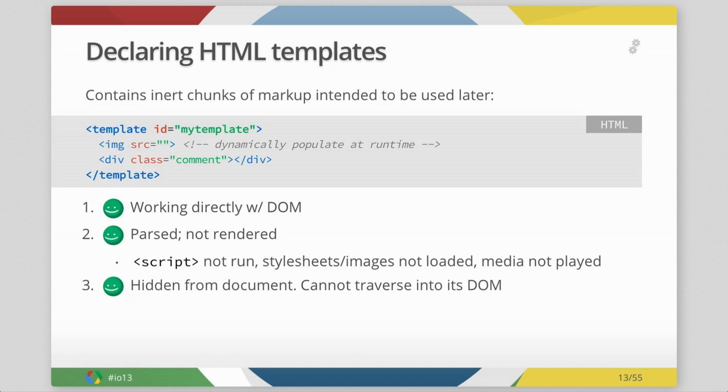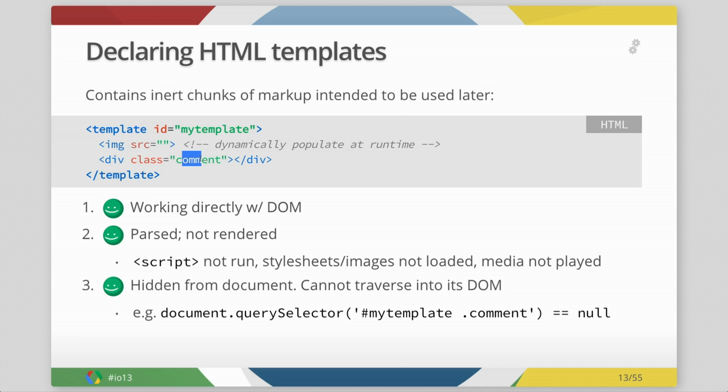The other thing, a really nice property about the template element, is that it's hidden from the document, so that basically means you can't traverse into it. It's in its own separate little world. So for an example, if I try to querySelector in and rip out that comment div that I have in my template, I'm not going to be able to do that, because again, it's its own sort of context. So it truly is a template that you can use and reuse.